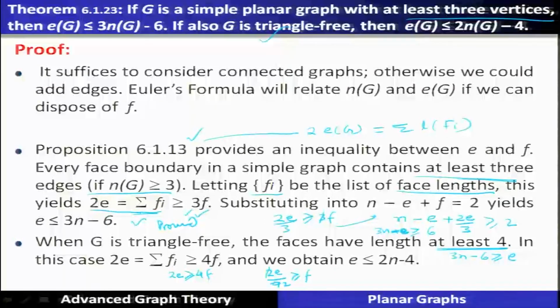So, if we plug in this value, that is n minus E plus E by 2 is greater than or equal to 2. So, 2n minus 2E plus E is greater than or equal to 4, this becomes minus E. So, this becomes 2n minus 4. So, E is less than or equal to 2n minus 4, that we have proved this particular theorem.